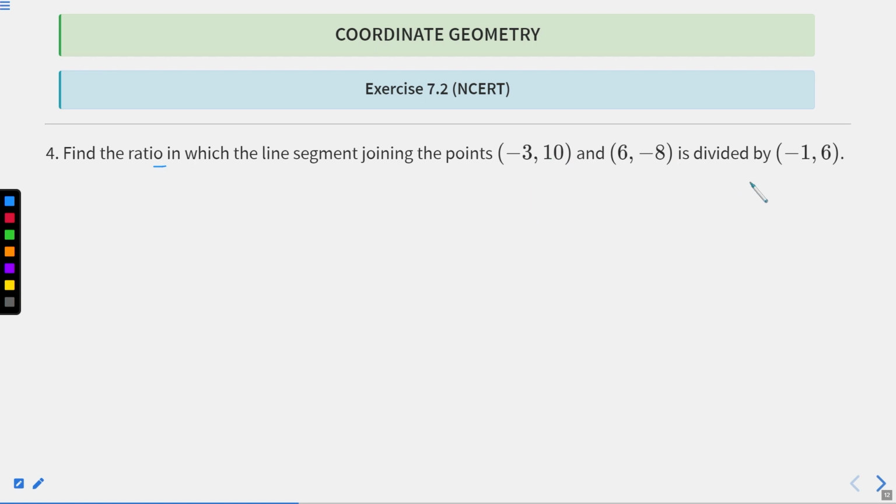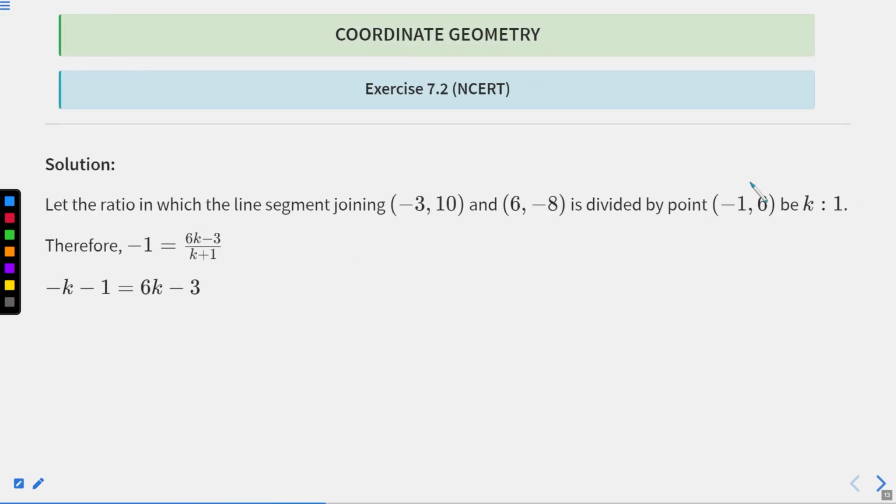Here we will use the section formula. By using the section formula, we can find the ratio in which the line segment joining these points is divided by this point. So let us see how to solve it. Here we let the ratio in which the line segment joining (-3, 10) and (6, -8) is divided by the point (-1, 6) be k is to 1.